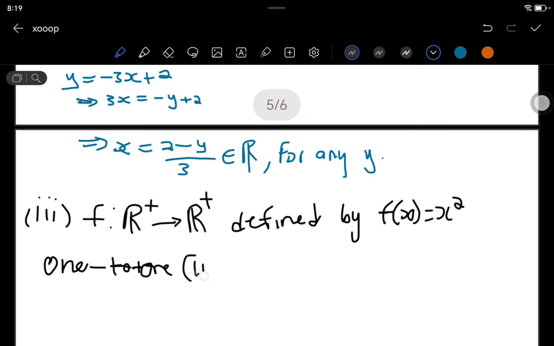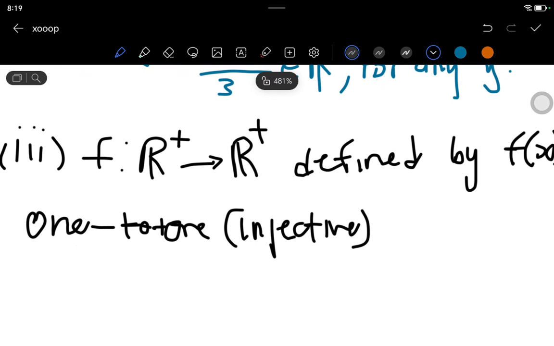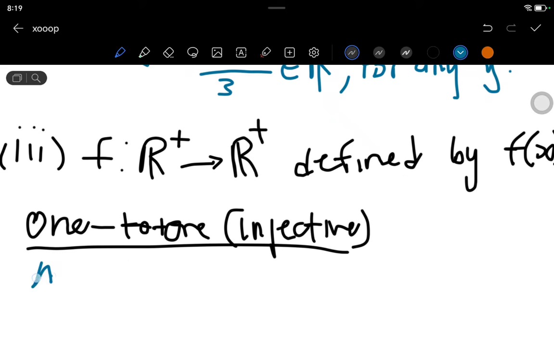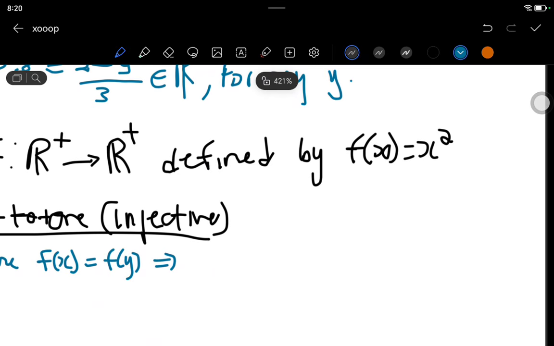We should know that this one is injective. So when we look at injective first, we are going to assume that f of x is equal to f of y. And we know that this implies, if we check this, we were given f of x is equal to x squared. So the question is how we're going to prove it.